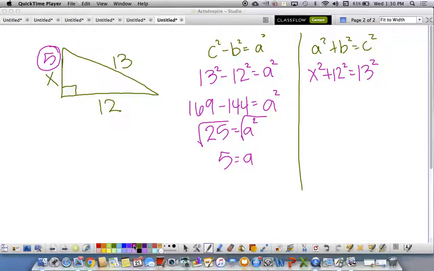Okay? There will be times when the negative will work. So don't just say, oh, it's 5. It can never be negative 5. Sometimes it will be. Okay?